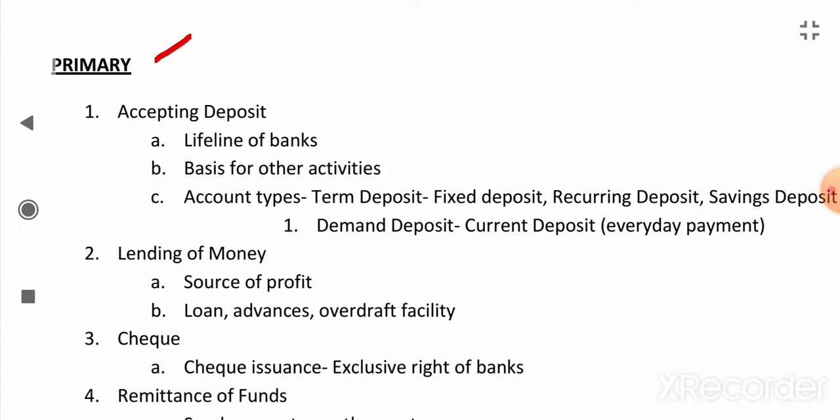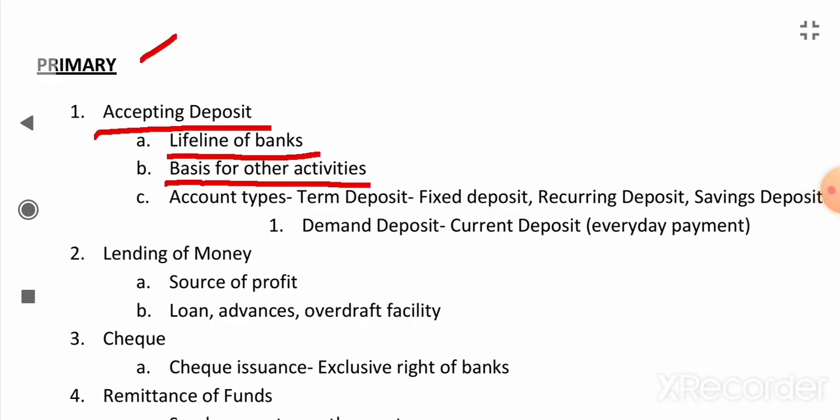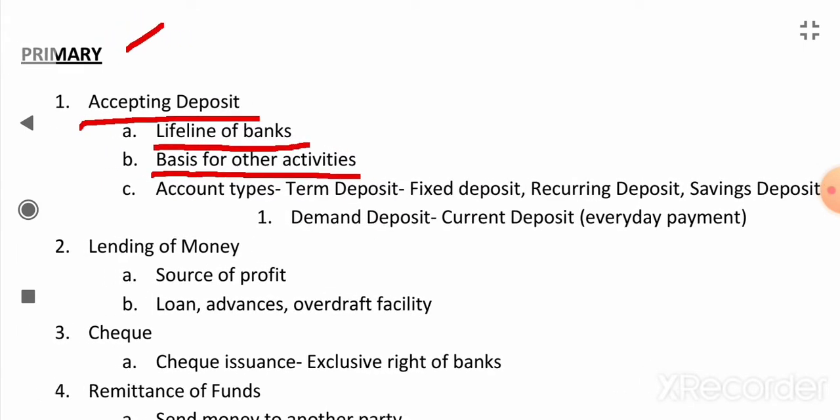The first one will be accepting deposit. Accepting deposit is the lifeline of banks. It is the basis for other activities. The main function of bank is to take deposits, and when it takes deposits, it's the main source of funds on which it can do other activities. What type of deposits does the bank take?